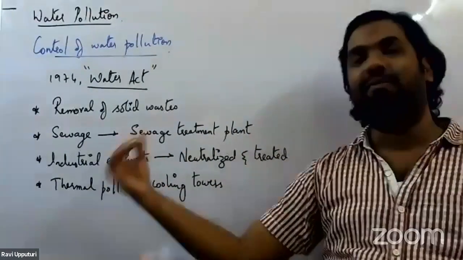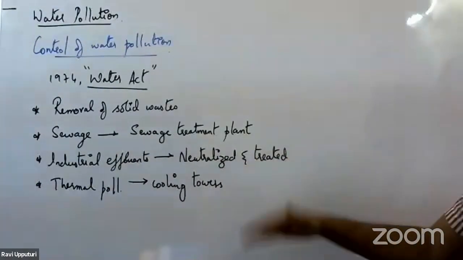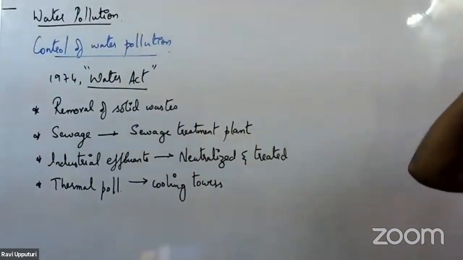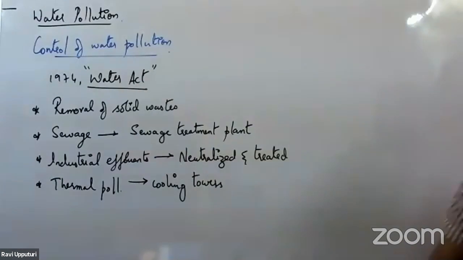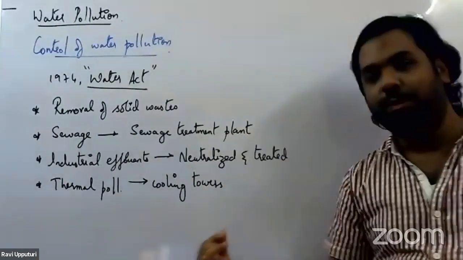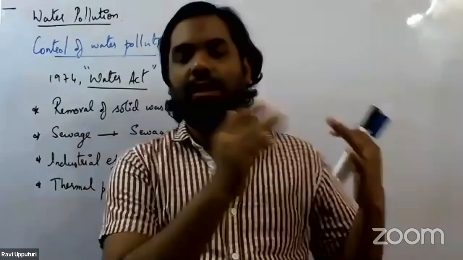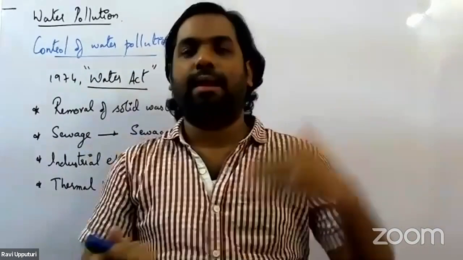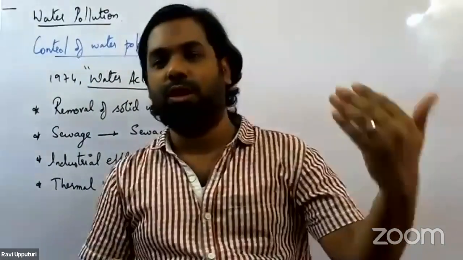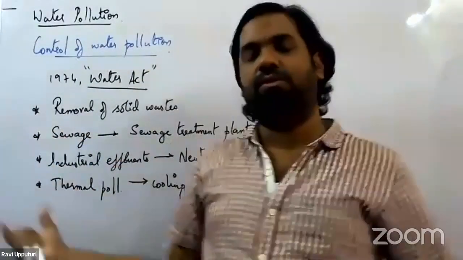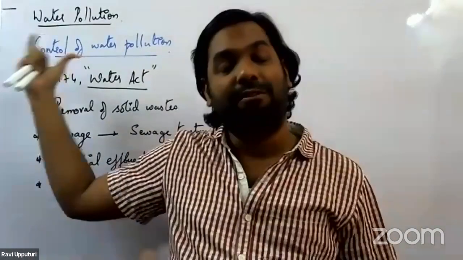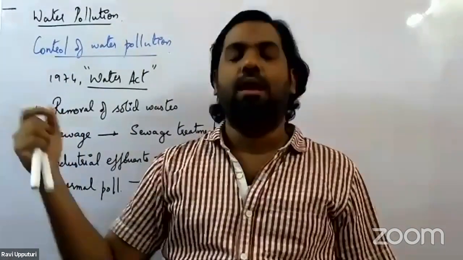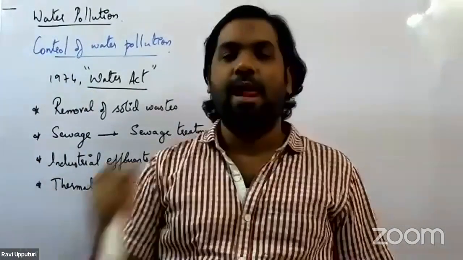Thermal pollution: to prevent it, all the hot water, before it is directly sent into the water bodies, has to be passed through the cooling towers, through which the temperature would drastically cool down, and that cooled water would now be released into the water bodies. These are some of the ways through which we can control or prevent water pollution.